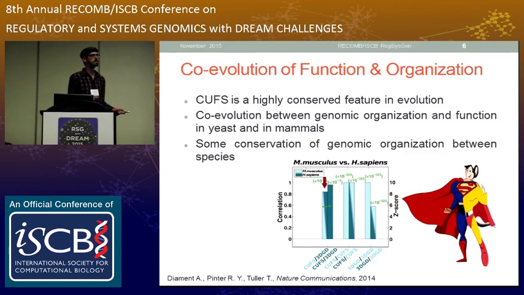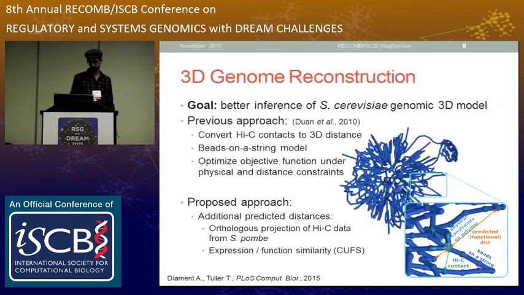We see here 3D distances in human versus functional distances in mouse, which comes to show that the two don't fit as well, and that there is probably some coevolution between function of genes and organization of genes. In addition, we showed that CUFS distances are very strongly conserved between this pair of organisms. And finally, we showed some level of conservation of genomic organization between these 2 organisms.